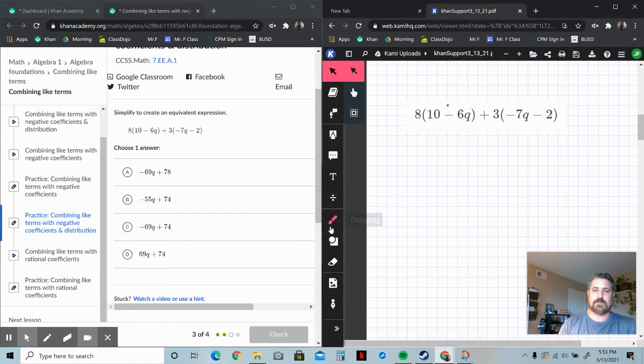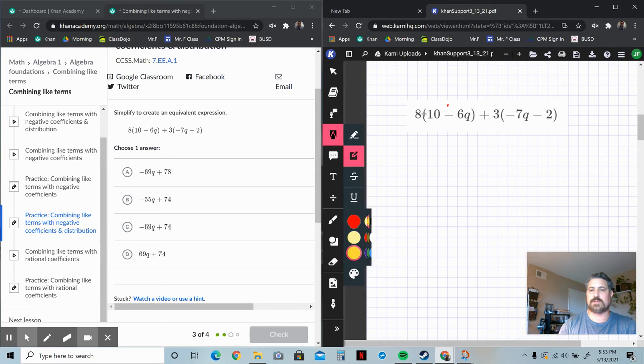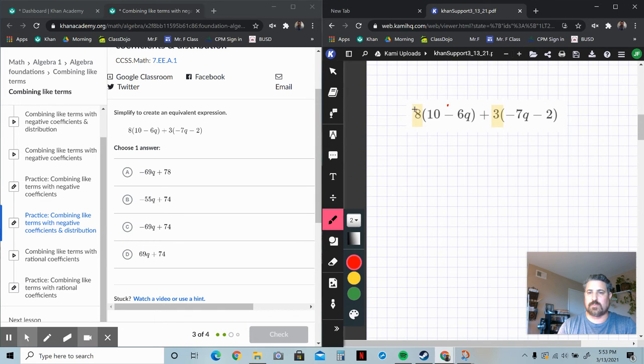All right, so once we have our expression, we're going to distribute. So what are we multiplying through the parentheses? This is 8 groups of 10 minus 6q. This is plus 3 groups of -7q minus 2. So you're just going to make sure you multiply through by the sign that's with the multiplier. So this is positive 8 times everything inside, and this is going to be positive 3 times everything inside.